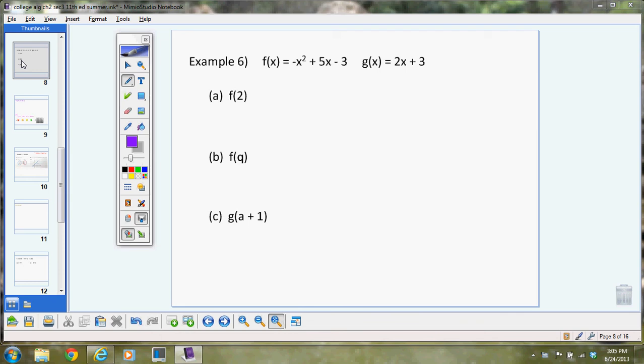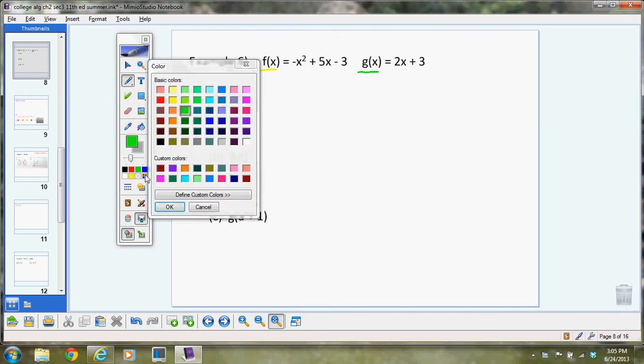Let's look at example 6. We are dealing with function notation. Now up at the top, it gives us f of x, that is the f function, and it tells us that's negative x squared plus 5x minus 3. It also gives us g of x, that is 2x plus 3, so the g function is 2x plus 3.